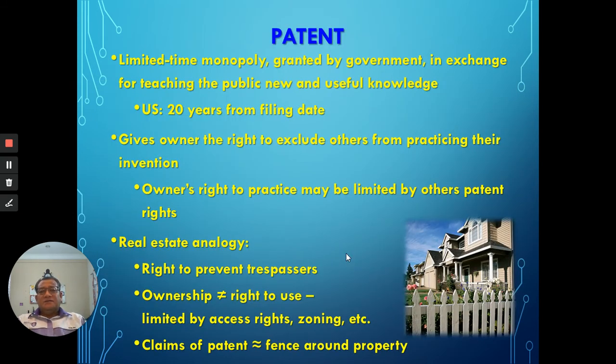Patent. So the third category of intellectual property is patent. Patent is normally known as a limited time monopoly granted by government in exchange for teaching the public a new and useful product. Usually a patent carries the time range of 20 years from the time it is filed. So patent is another way to protect the inventor or the owner of the invention so that it may limit others from copying the same product bearing different names or different trademarks.